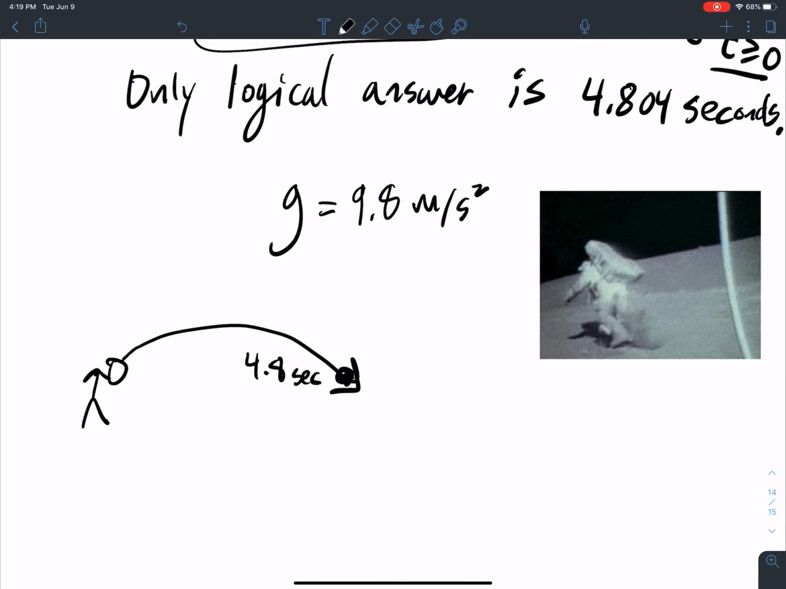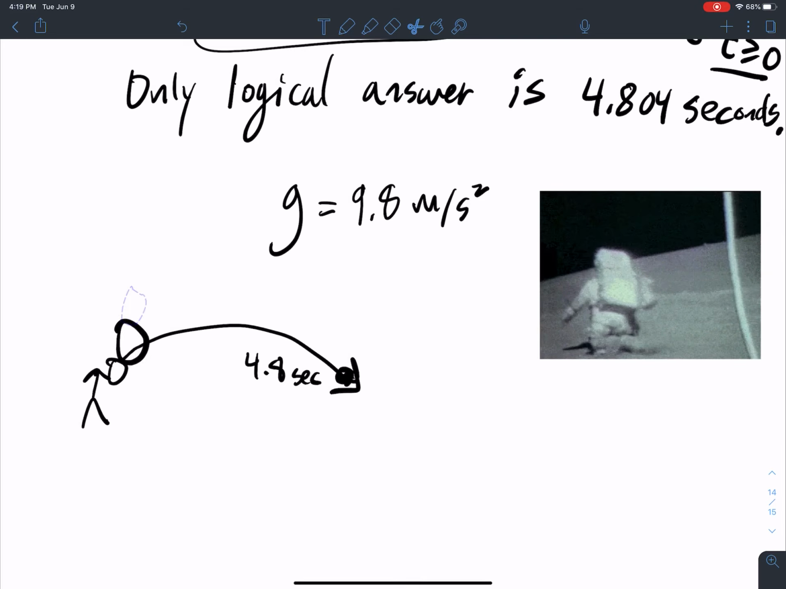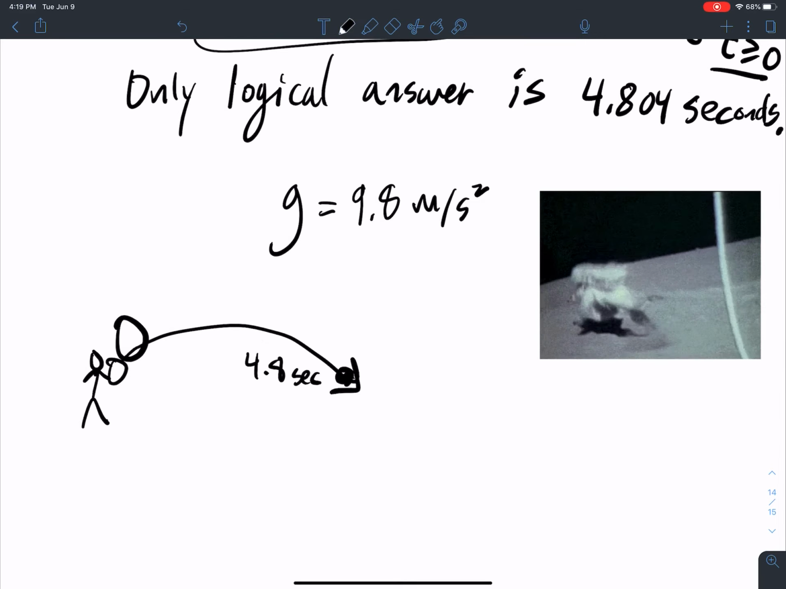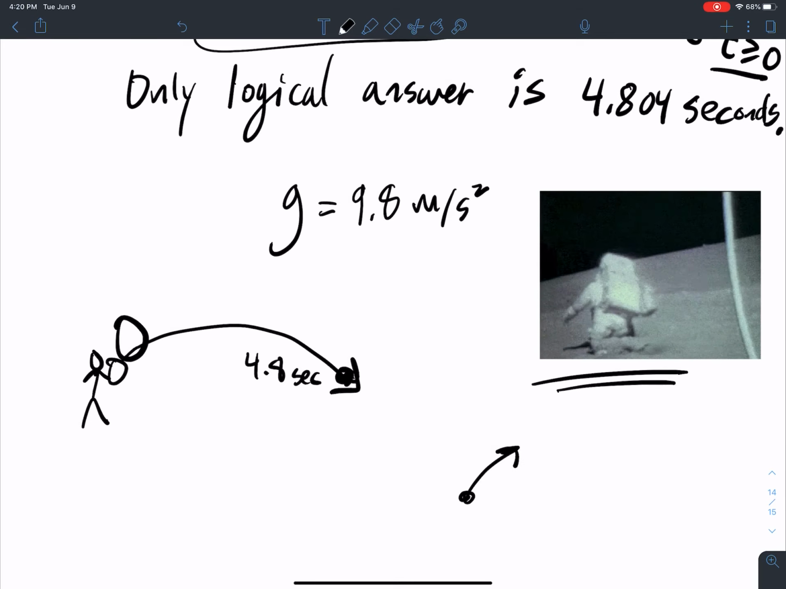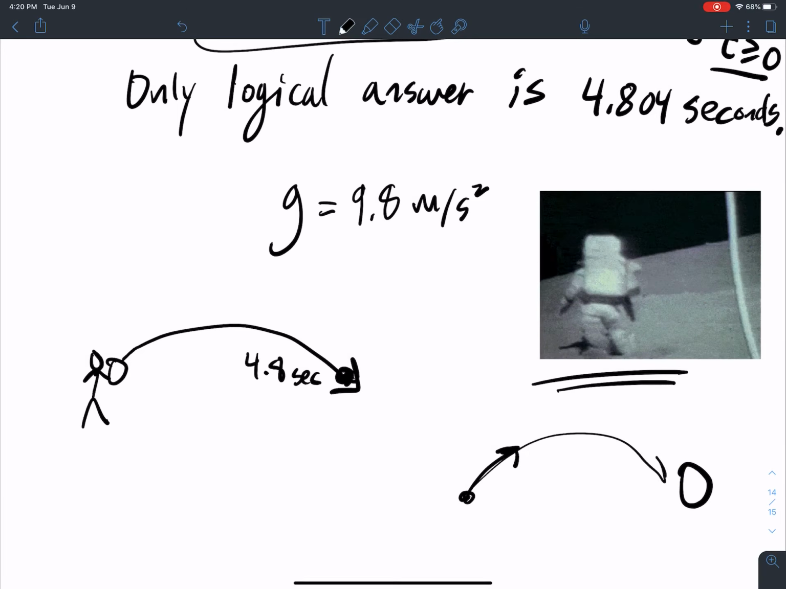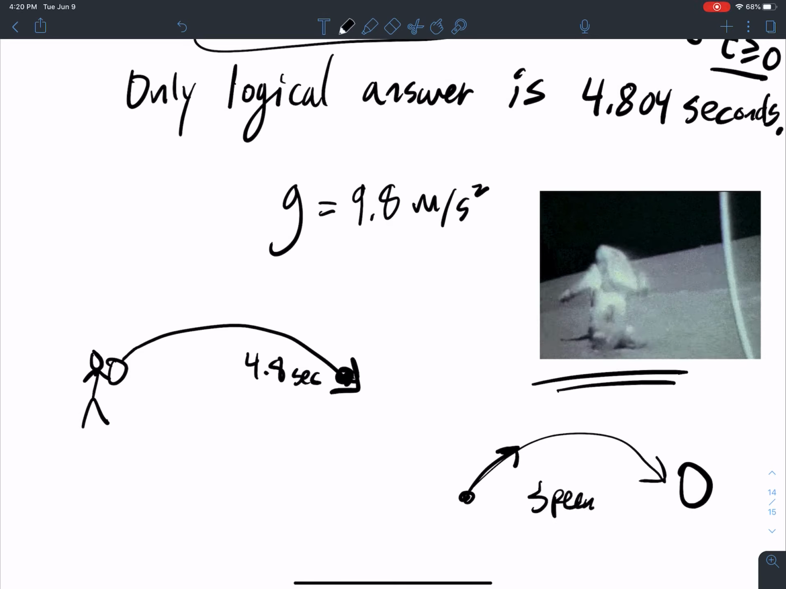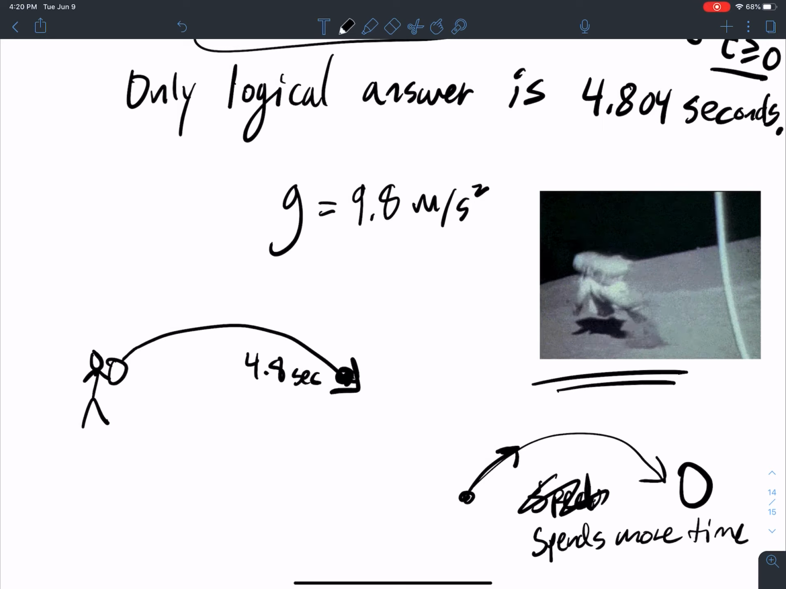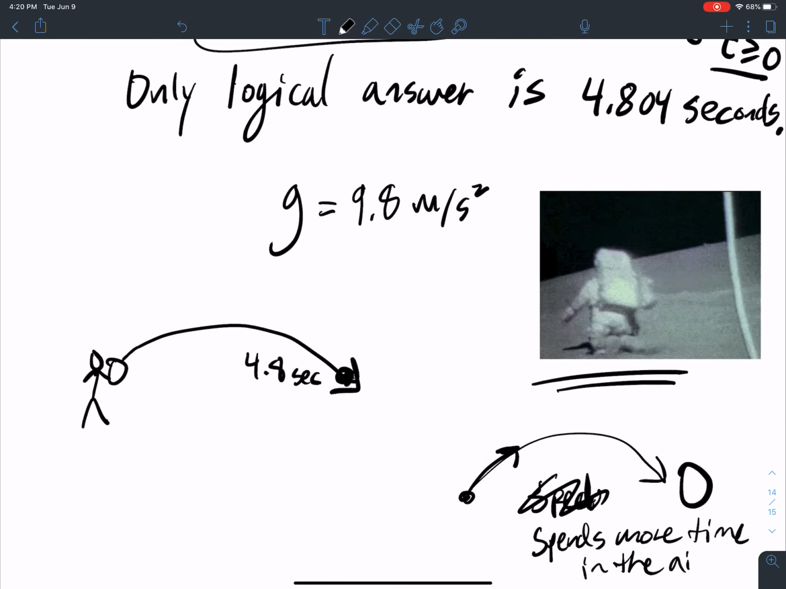Because that ball travels just like this, right? Now, once again, I drew my guy without a head. But on the moon, when I throw something up in the air, it doesn't travel quite as quickly as this ball does here. Maybe it goes, right? So it spends more time in the air.